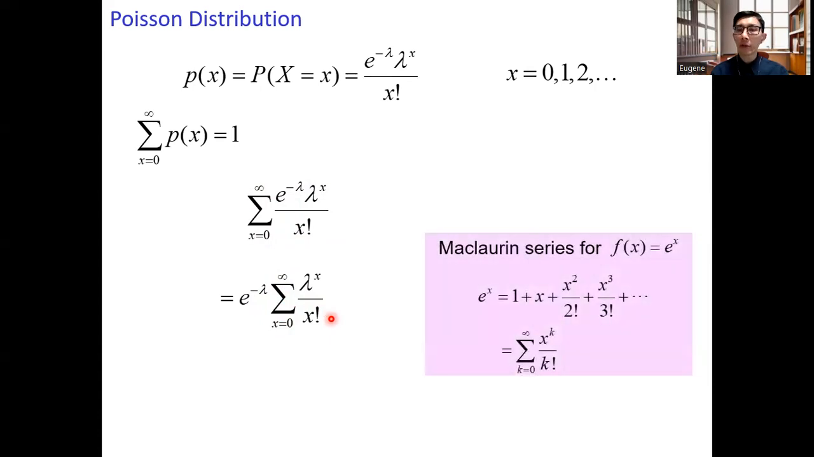You can recall the Maclaurin series of the function e to the power x. e to the power x equals 1 plus x plus x squared over 2 factorial plus x to the power 3 over 3 factorial, etc. Written in the compact form, we get this summation expression, x to the power k over k factorial. And you can see the similarity between these two summation expressions.